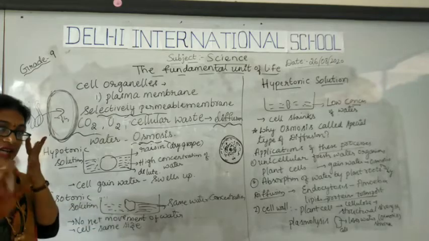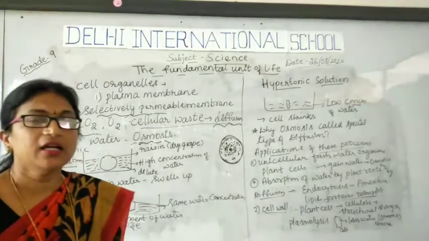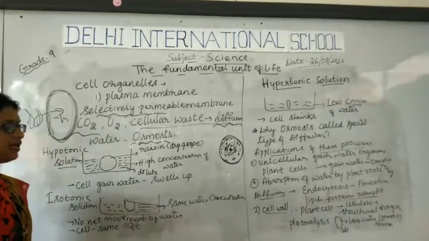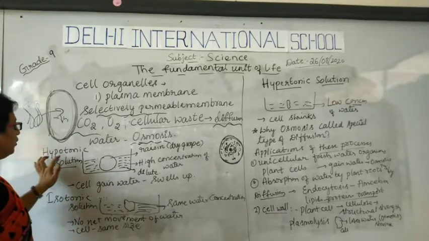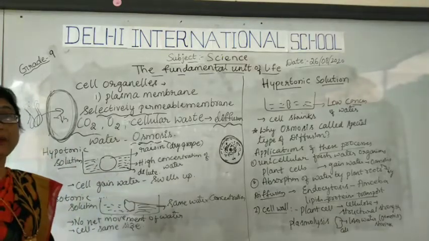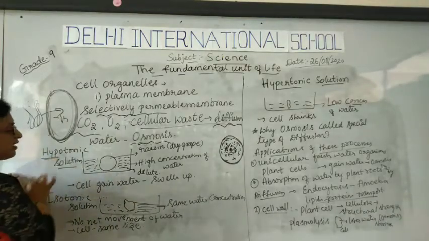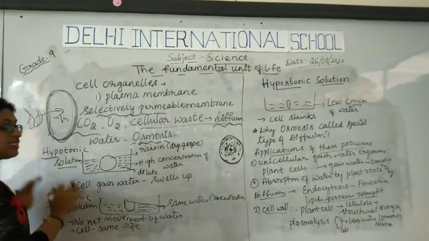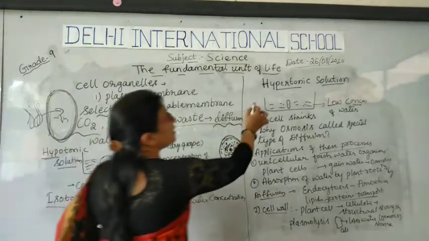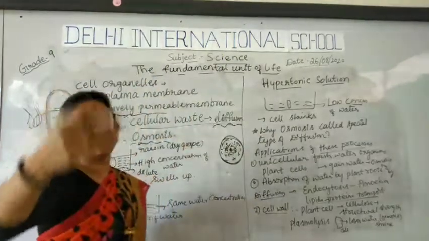That there are three types of cell conditions, that we will see by seeing the experiment. So, hypotonic solution. Hypo means less. Iso means same. Hyper means more.